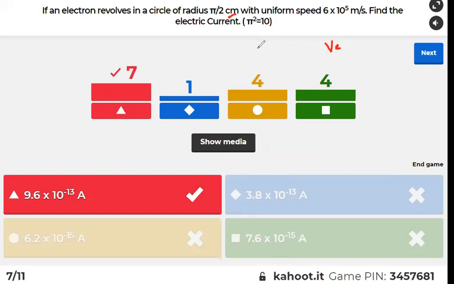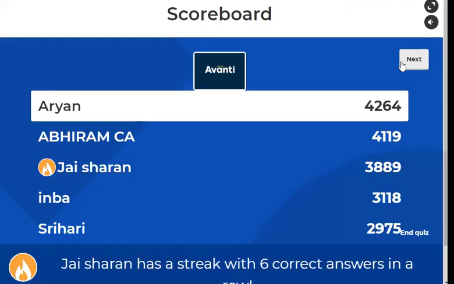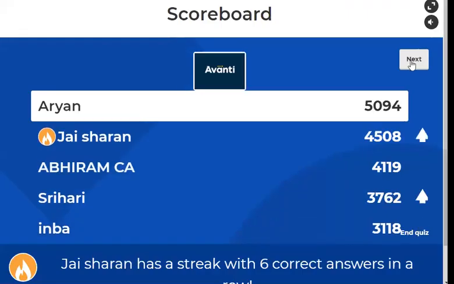So what is the formula of I? Tell me. I is equal to n e A V_d. Now electron, so n is 1. E, charge we know, area we know, V_d we know. We can calculate now. Right, that is the basic formula. Next.